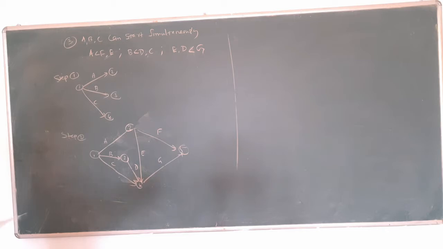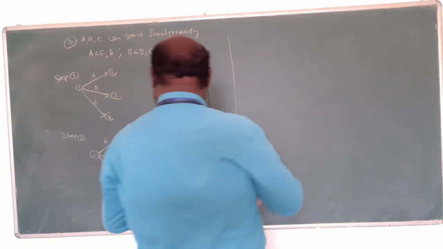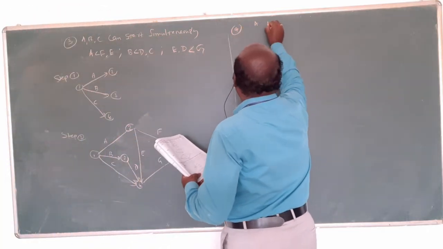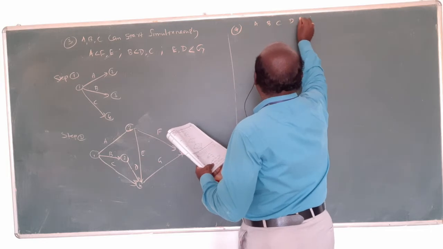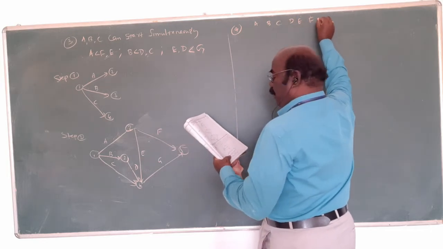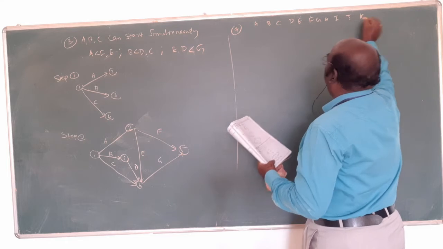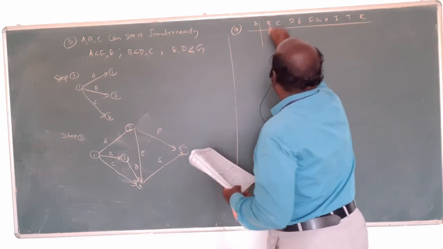One more question I will say with that. Here so many letters are given. Here the box is given. A, B, C, D, E, F, G, H, I, J, K. This is the question actually.